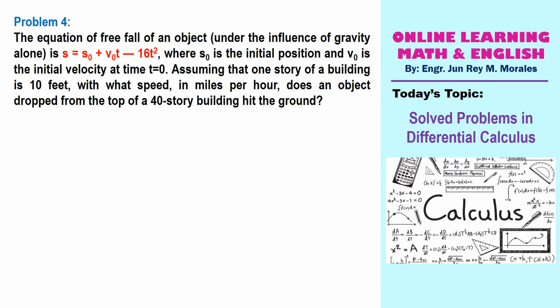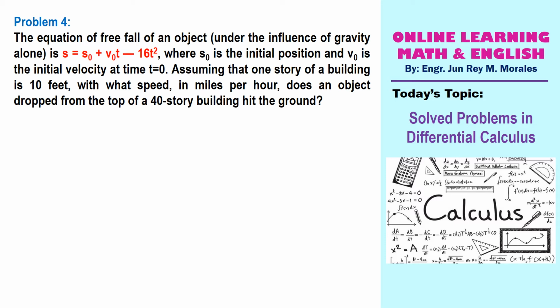Problem number 4. The equation of free fall of an object under the influence of gravity alone is s equal to s sub 0 plus v sub 0 times t minus 16t squared, where s sub 0 is the initial position and v sub 0 is the initial velocity at time t equals 0. Assuming that one story of a building is 10 feet, with what speed, in miles per hour, does an object dropped from the top of a 40-story building hit the ground?